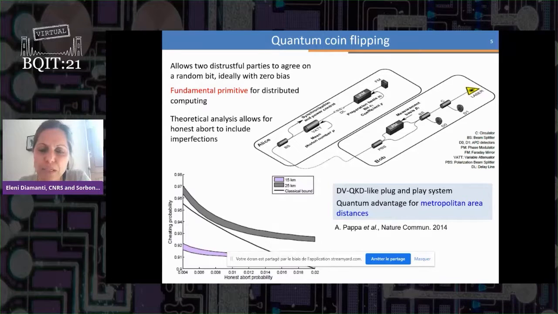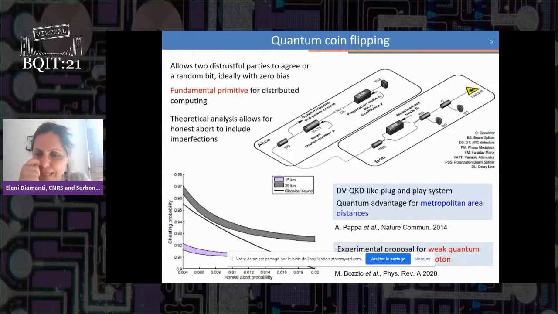We did this experiment, and we showed a few years ago, with a discrete variable QKD-like system, a quantum advantage from metropolitan area distances. This was for a strong coin flipping protocol. There is a subtlety between strong and weak quantum coin flipping, where the weak offers the possibility for one of the two parties to have a preference, a bias towards one of the coin flips.